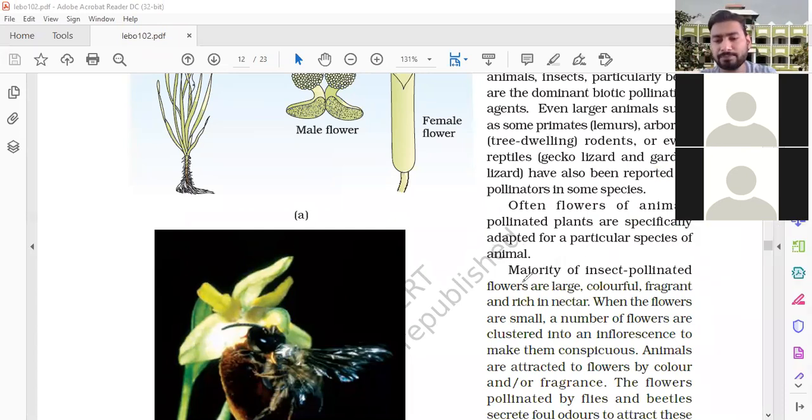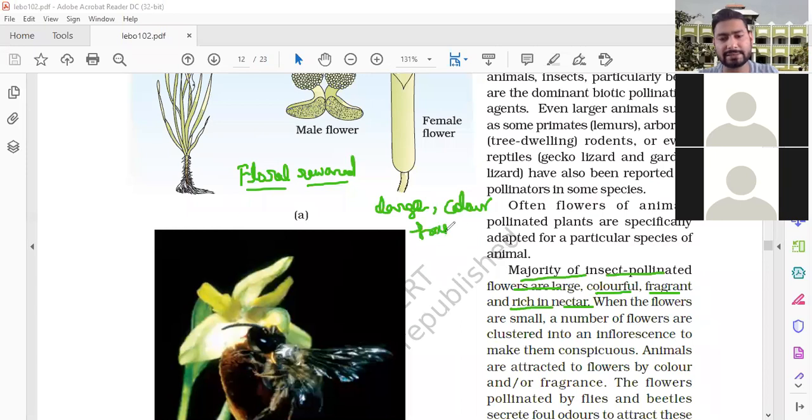Majority of insect pollinated flowers are large, colorful, fragrant, and rich in nectar. Collectively, this term is called the floral reward. Floral reward means flowers are large in size, colorful, have fragrance, and are rich in nectar. These are the characteristics of those flowers which are pollinated by the insects.